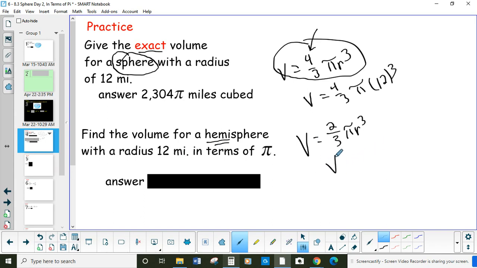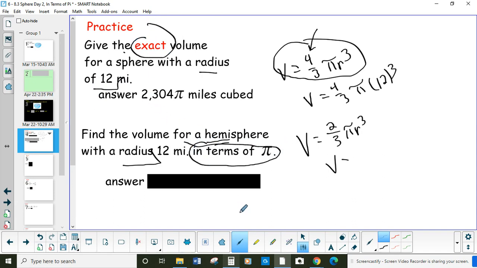Okay, so it looks like the same problem, doesn't it? Take a look up here, you guys. Look at how, and you know I'm doing this on purpose, right, to make a point. It looks like 12 radius, right? Exact. And in terms of pi means exact, doesn't it? Same thing. So it looks like the same thing, but you know it's not going to be the same answer. Why is it not going to be the same answer? Because we only want half of it, okay?